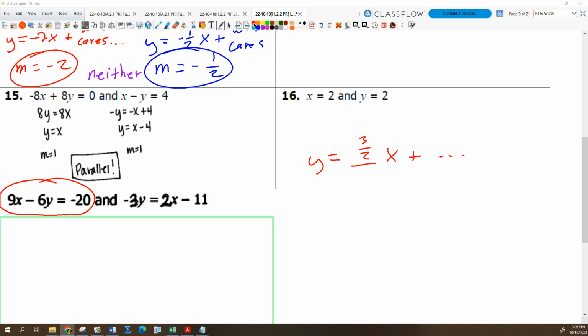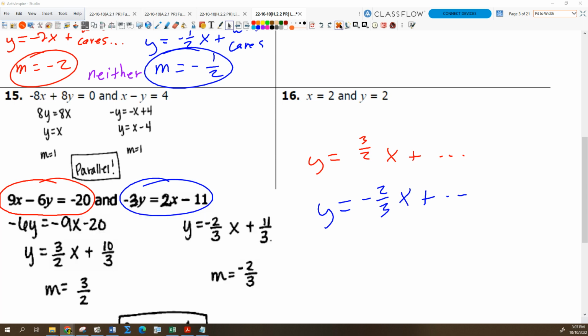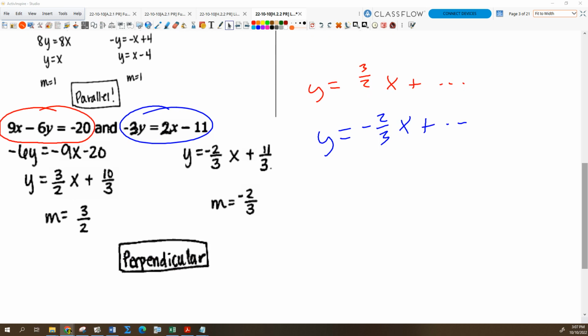Okay, how about the blue line? If I solve for y, plus, who cares? Exactly. So based on that, we can see that those are perpendicular, aren't they? Because those are opposite reciprocals. 3/2 and -2/3. So they are perpendicular. Okay? Give me 1 to 5. Does that all make sense?